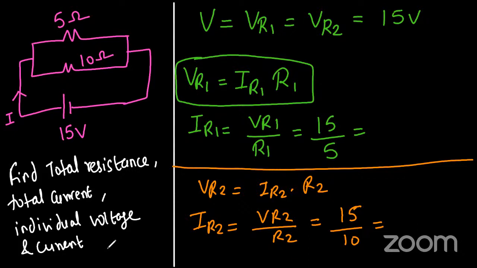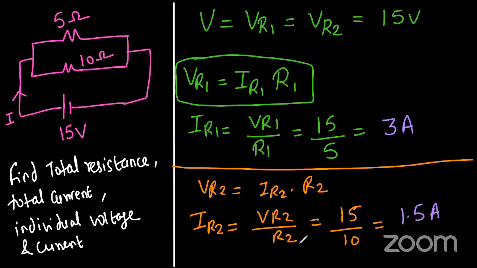Gaurav wrote IR1 is 3. Amol wrote IR1 is 3 and the second is 1.5, 3 and 1.5. Same for Rashid, Murshid, Ayush, Rahul, Harshvardhan, Mandar, Krishna, Vedant. Good. So IR1 is 3 ampere and IR2 is 1.5 ampere. Very good. Yes, it's correct.